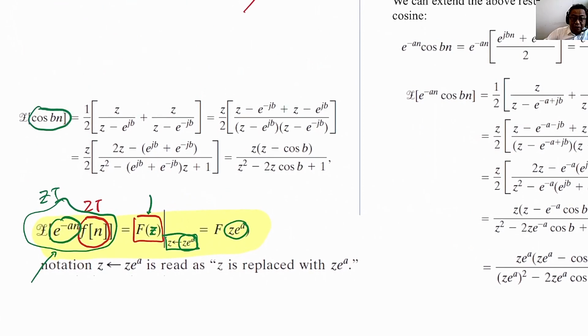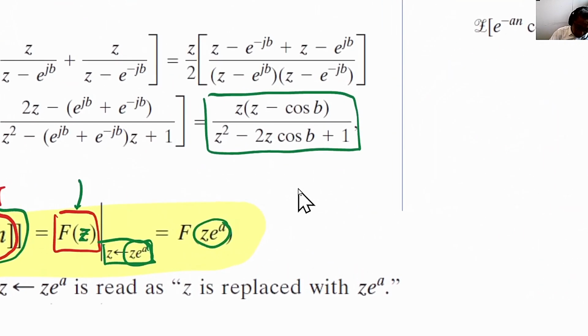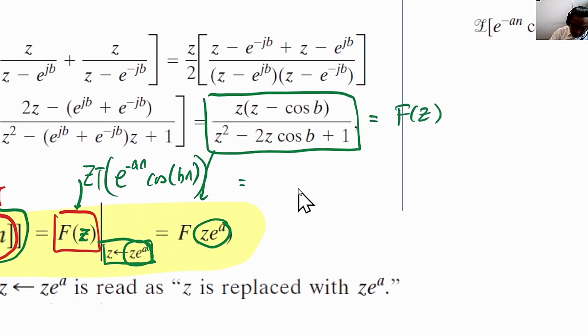In the last slide, we have already found the z transform of cos(bn) to be this. So the property says if we have e^(-an) cos(bn), and we take the z transform of this, simply replace z in F(z) by z times e^a. So let us try. For every z that we identify, we are going to replace it by z times e^a.